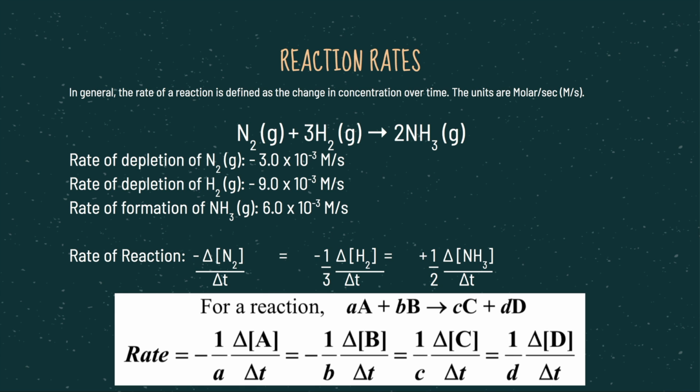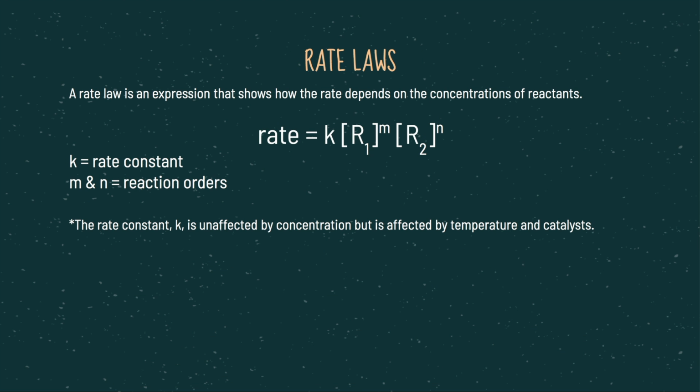This is simplified in the equation on the bottom of the slide. A rate law is an expression that shows how the rate depends on the concentrations of reactants. This is the equation for rate law. It is the rate constant K times each reactant raised to its reaction order.